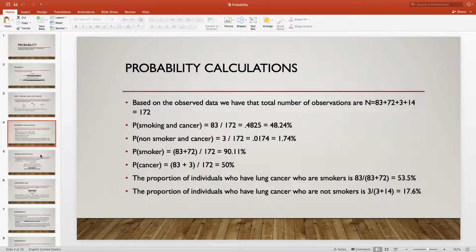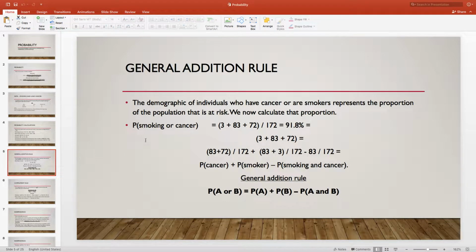Okay, well, here's a few more calculations. So this is going to be one of our first examples of the general addition rule, and that is to calculate the probability someone is a smoker or has cancer in the study. And this statistic might represent the proportion or demographic of individuals who are at risk.